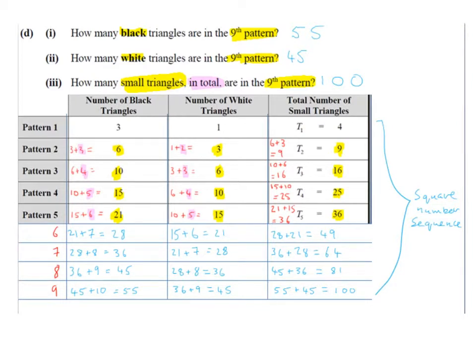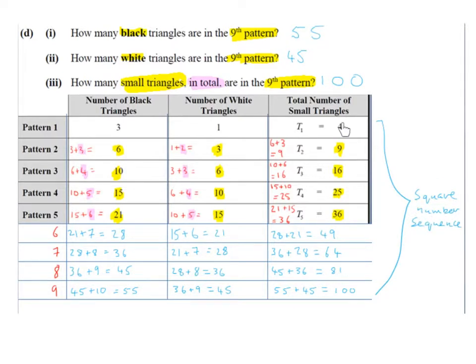So earlier on I said to you, have a look at these numbers here and see, do you recognise them? They're special numbers. 4, 9, 16, 25, 36. And now we also have 49, 64, 81 and 100. Well, these numbers are the square numbers.